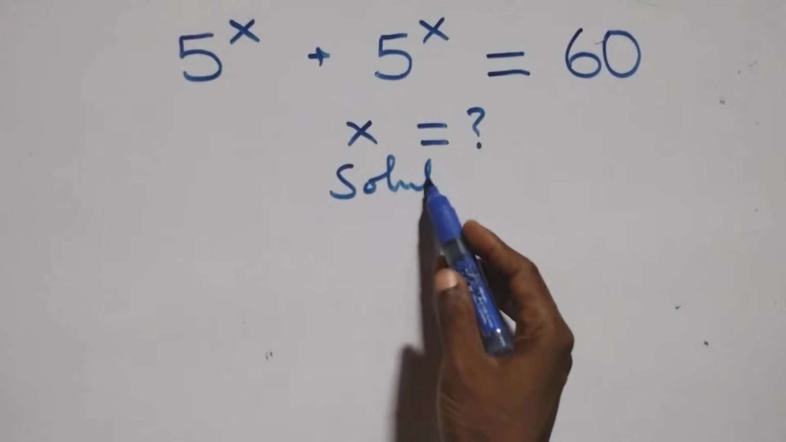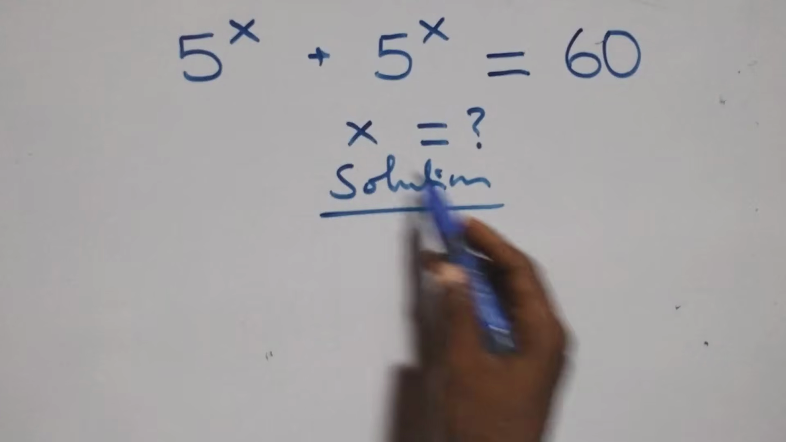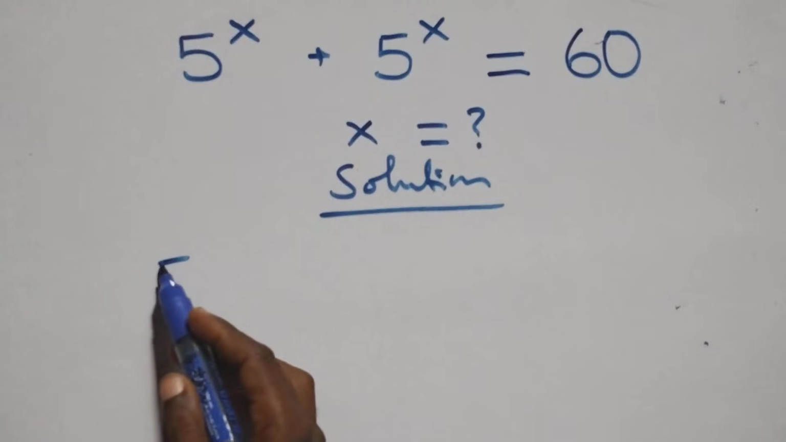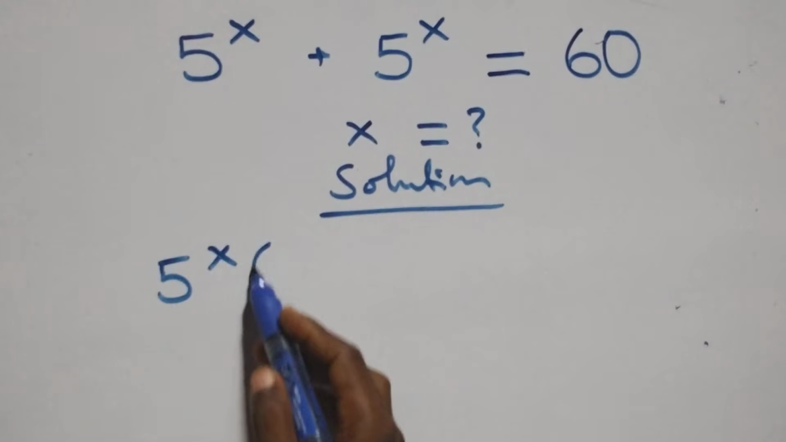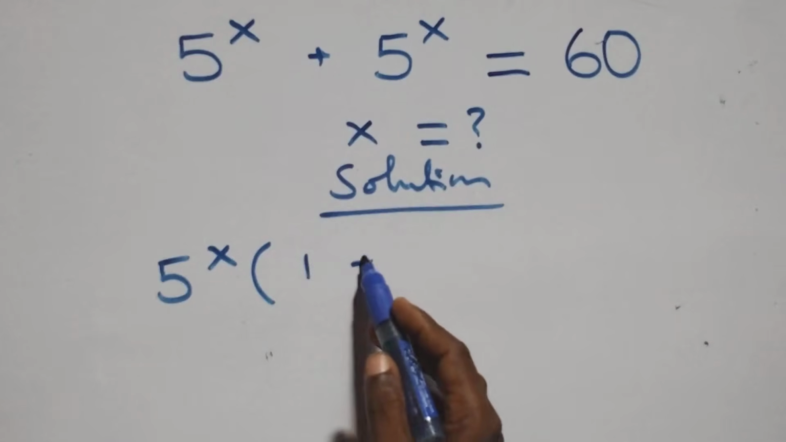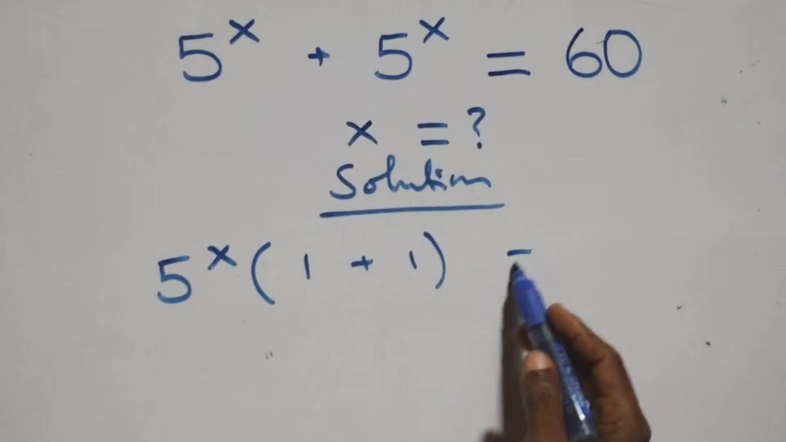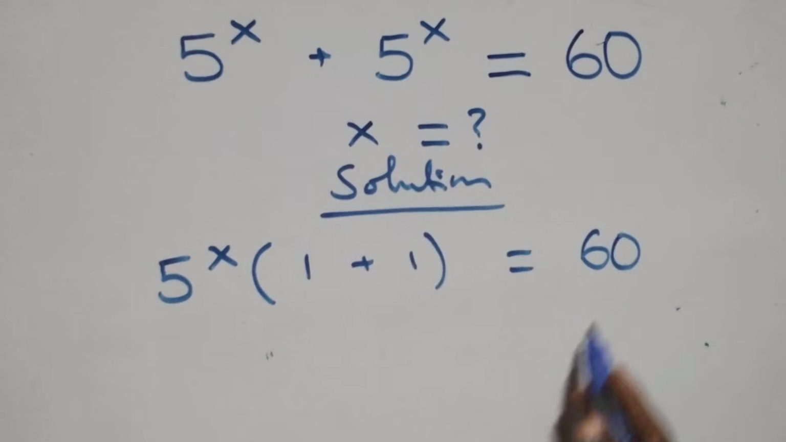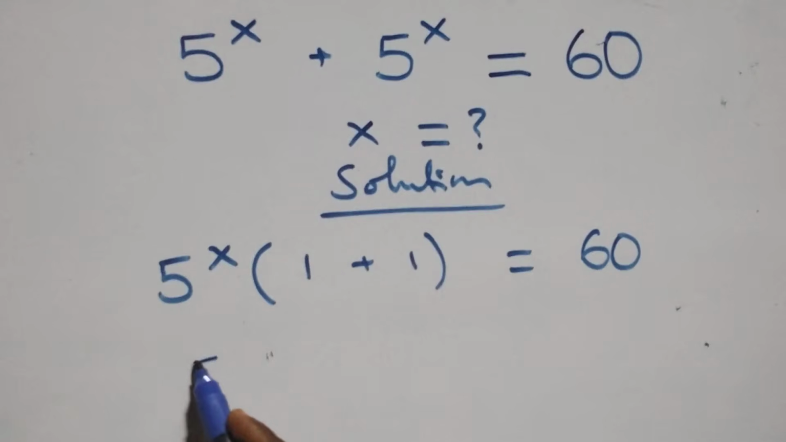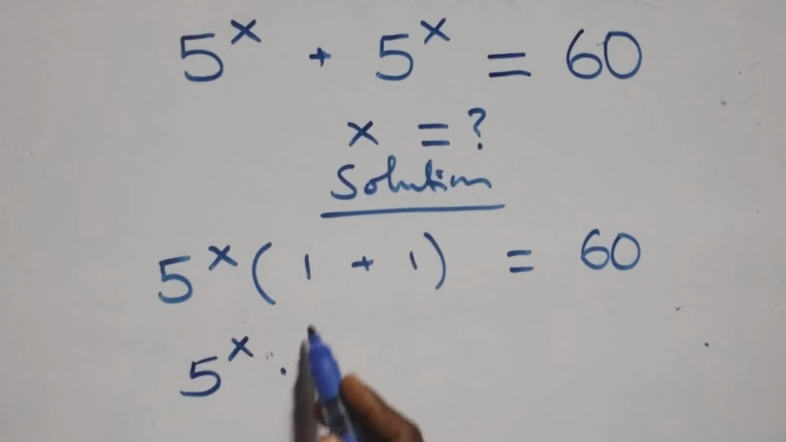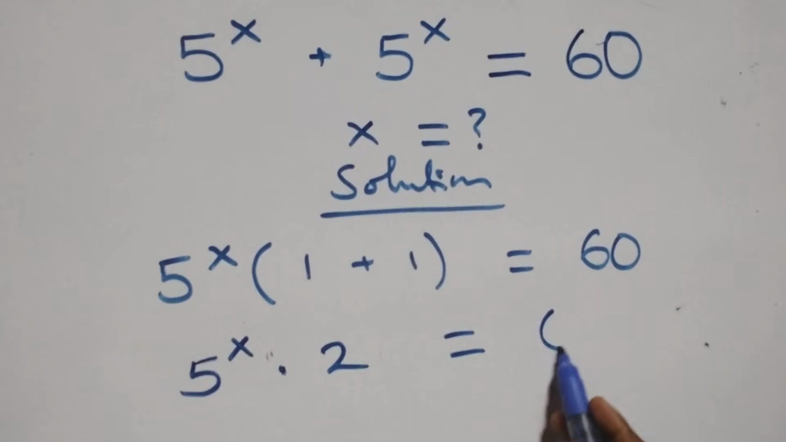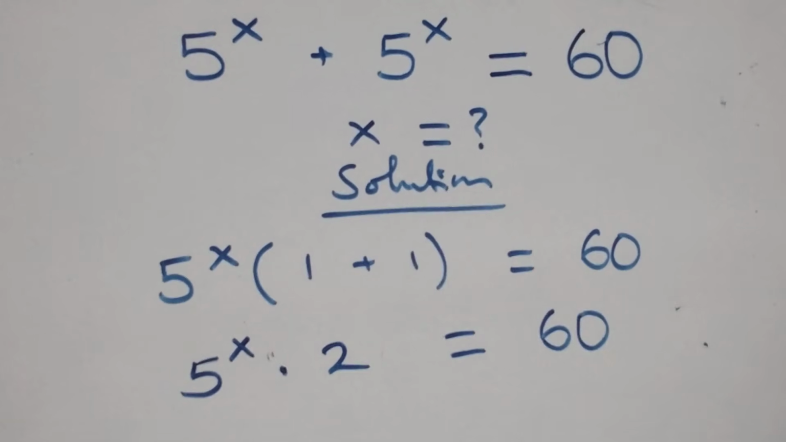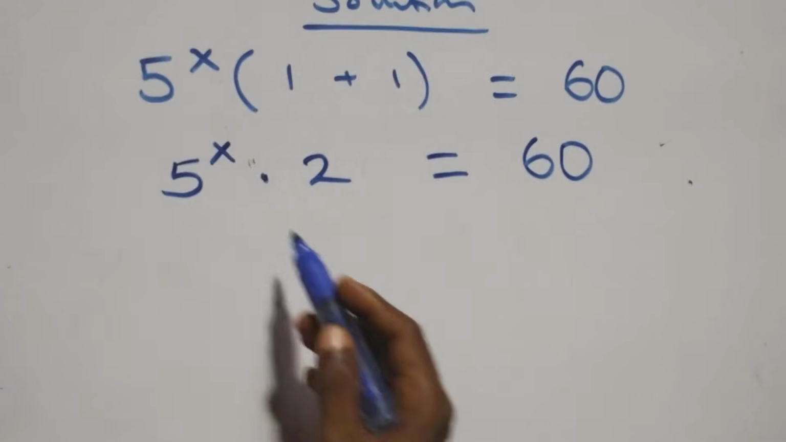How to solve this nice exponential equation? Solution from here. What we have here, factor 5 raised to power x out. We have 5 raised to power x into brackets 1 plus 1 equals 60 on this side. Here we have 5 raised to power x times 1 plus 1, that gives us 2, equals 60. Then next step, divide both sides by 2.